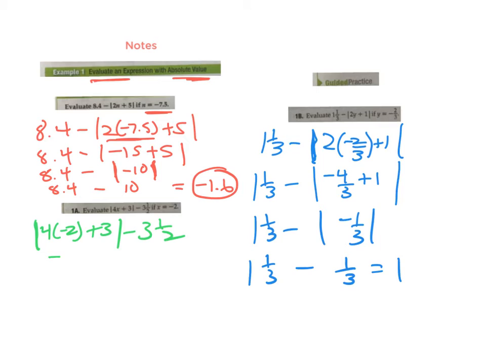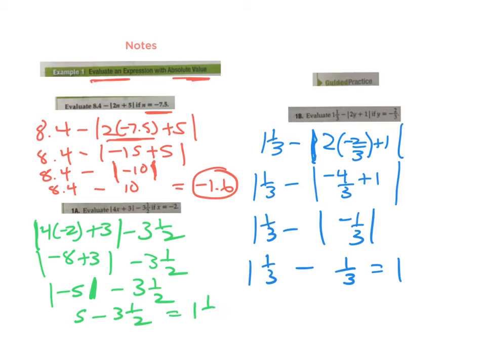So that becomes negative 8 plus 3 with a minus 3/2 on the outside. This becomes a negative 5. Once again, the negative becomes positive because it's inside the absolute value. So 5 minus 3 1/2, which will end up with 1 1/2 as our answer.